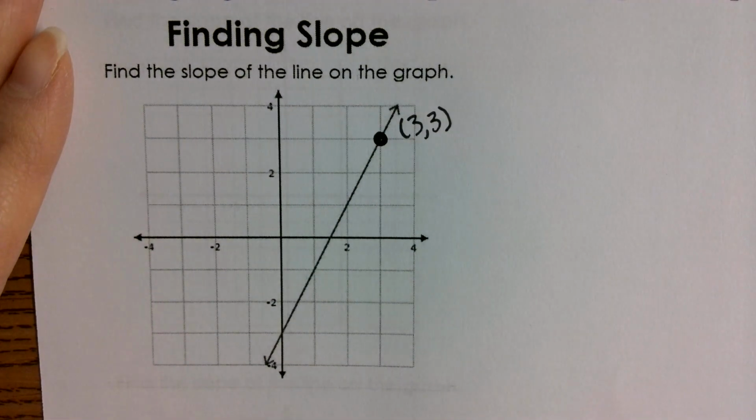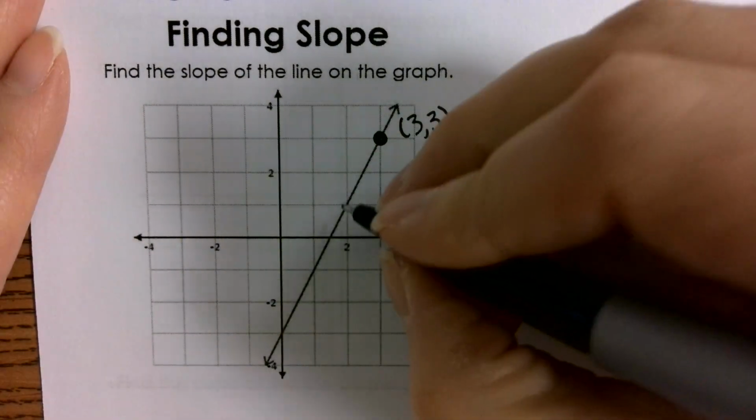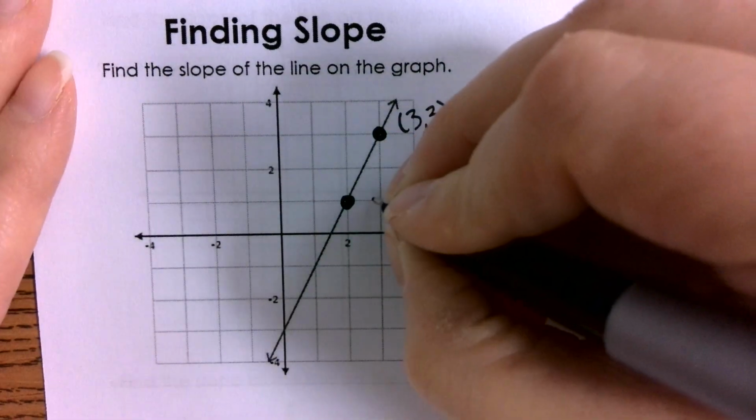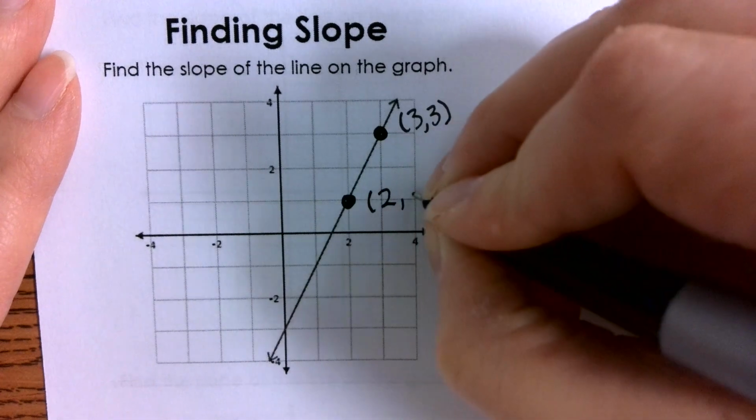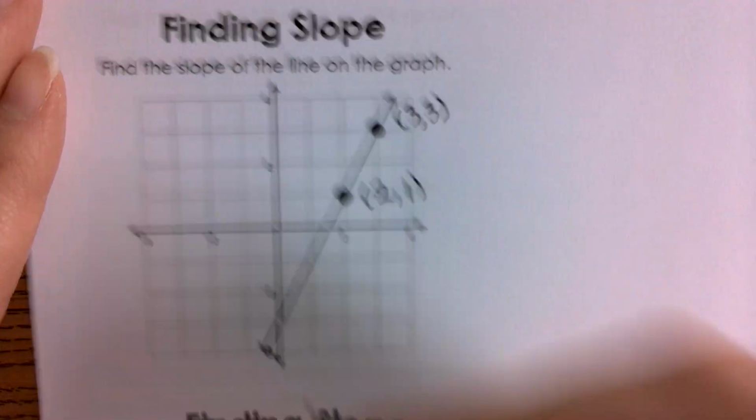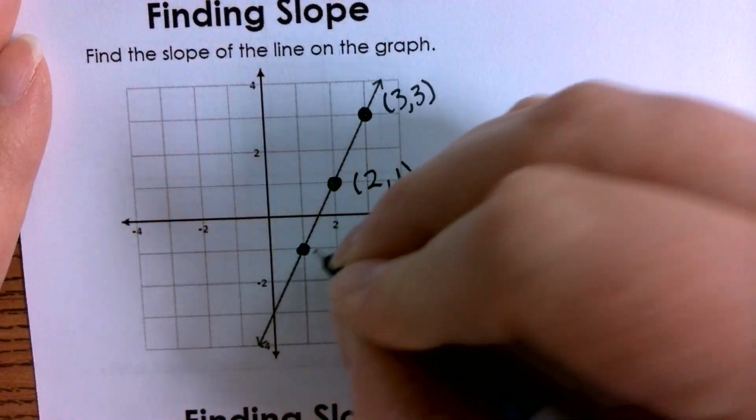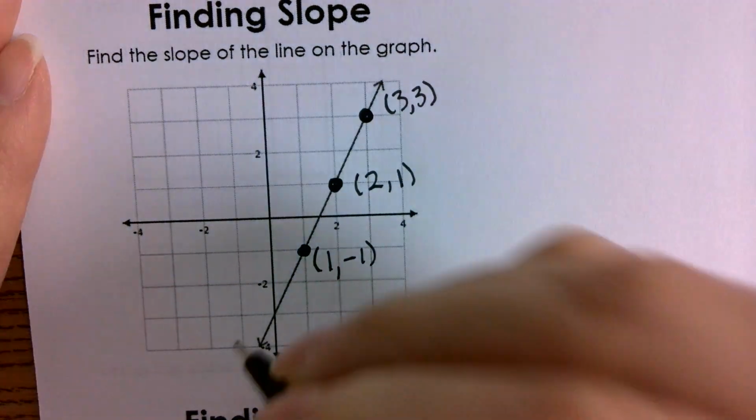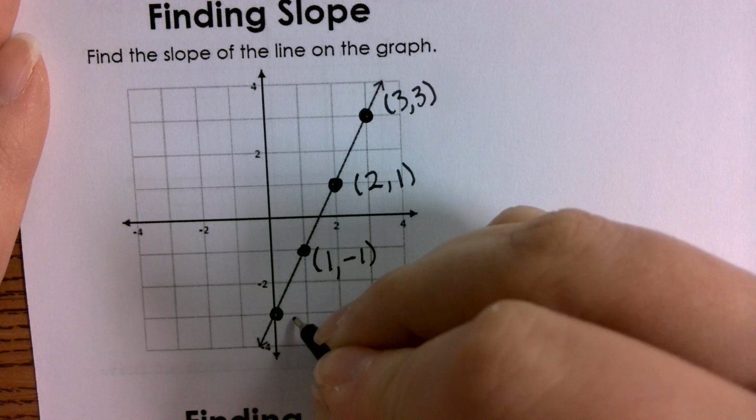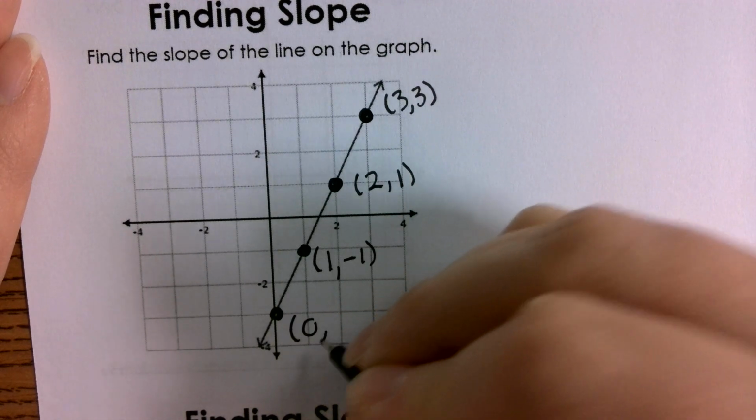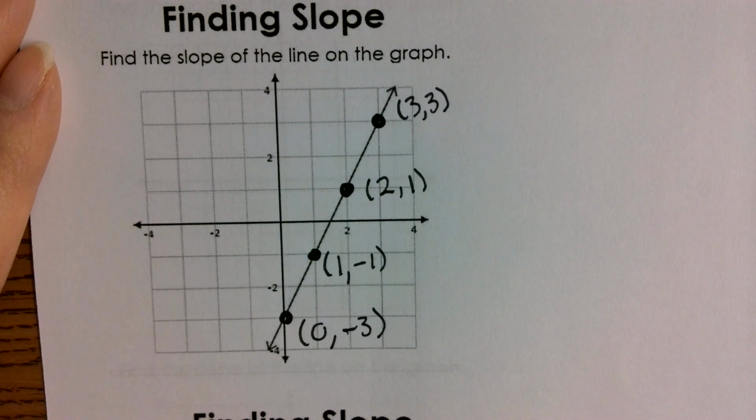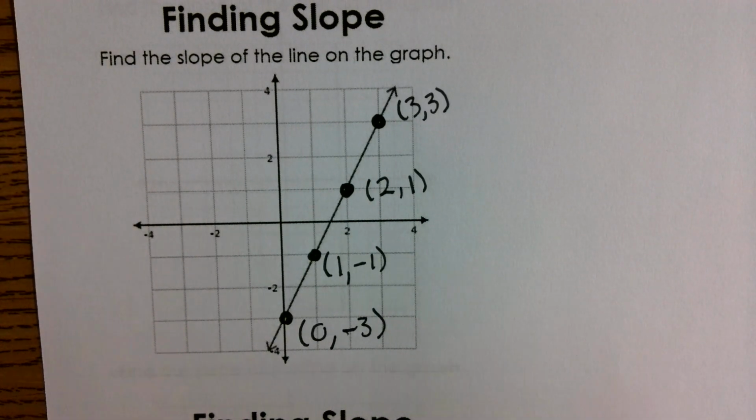You could go with this point, which happens to be at the position 2, 1. You could go with this point, that happens to be at the position positive 1, negative 1. You could go with this point, that happens to be at the position 0, negative 3. Okay, so these are all points that happen to be on the graph that I could go with.